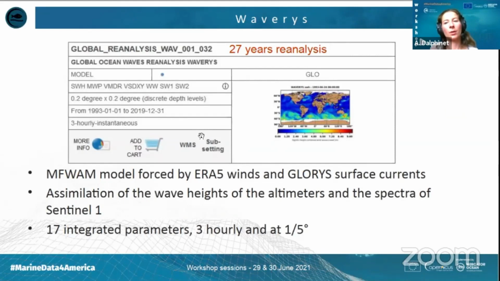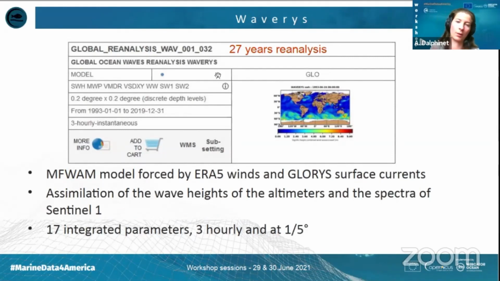I come now to the second main product about the wave model. That is the wave reanalysis, which is called Waveries. It consists of 27 years of a wave field at 0.2 degrees. This is always the MF1 model, but it is forced now by ERA5 winds and by GLORYS surface currents. We are simulating the wave heights of the altimeters. We have chosen this period because it is the beginning of the altimeters period.